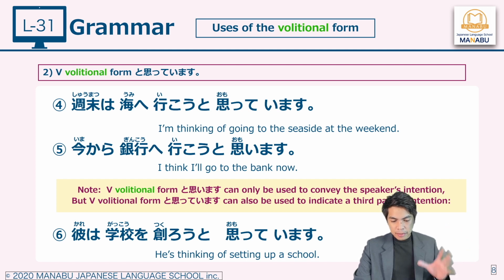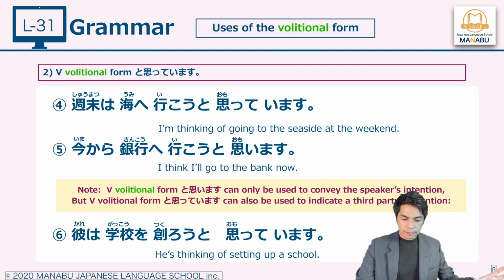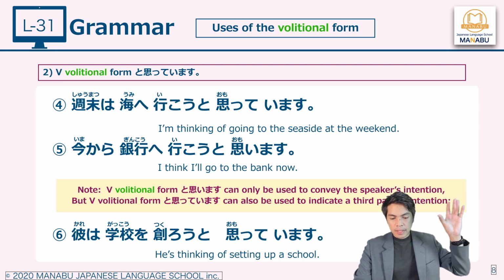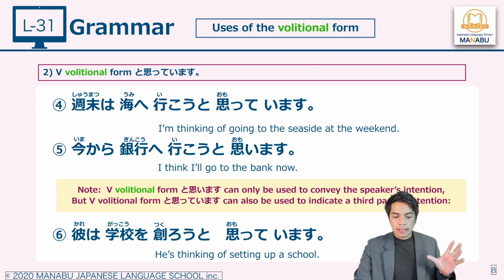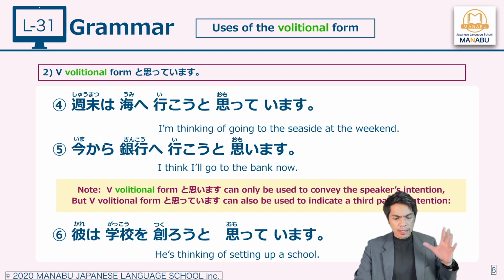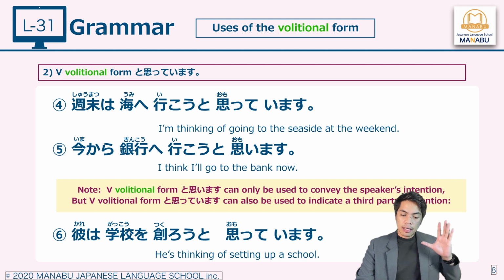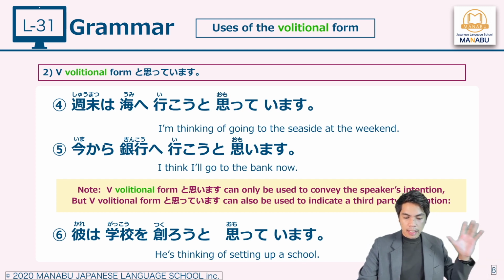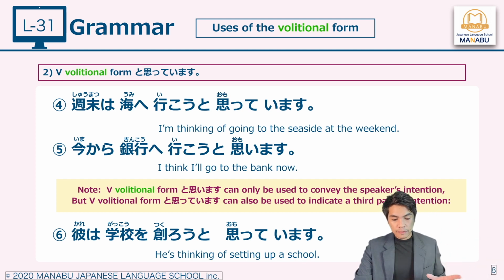So 思います means that from now or at this moment, you will be doing the action. Unlike と思っています, which is just like a plan, where you're thinking about doing something in the near future. So 行こうと思います. I think I want to go or I'll be going to the bank. So I'll be going to the bank. 今から, from now.